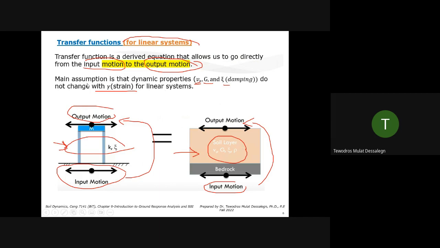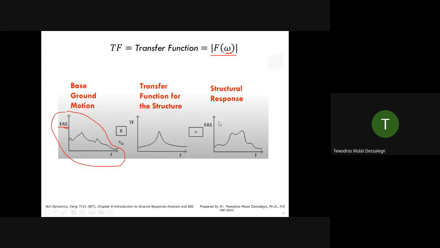Because the parameters are constant, you just do it in one shot. So the main assumption is that dynamic properties, shear wave velocities, P wave velocities, shear modulus, and damping, remain constant with the strain. So the entire soil is represented by the transfer function. We'll see those functions shortly.